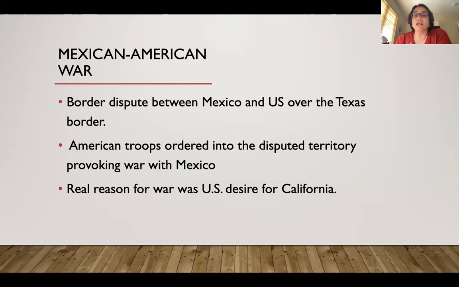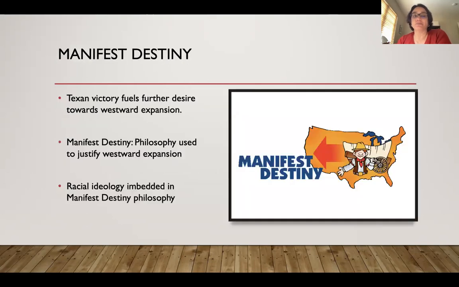There was an increasing desire for the United States borders to go all the way to the West Coast so that they could have access to the ports in California and to a lot of the resources that were available in California. The Texan victory resulted in more desire for westward expansion, fueled now by the additional idea of manifest destiny, the notion that it was the US's God-given right to expand.